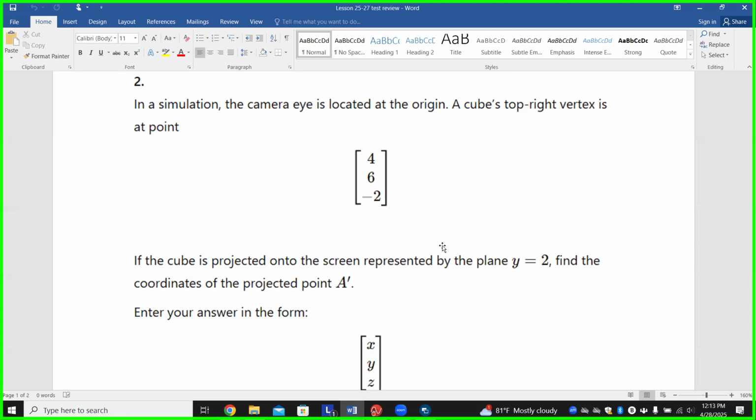And it's telling you, so basically you're sitting here, your camera lens is here, and you have a cube or something out in space. If I have the space's vertex here, where would it be located if my plane is somewhere else? And that plane in this case would represent y equals 2. So again, if the cube is projected onto a screen that's represented by the plane y equals 2, we want to find the coordinates of this new projected point. Let me know when you are ready. This is basically just illustrating how the answer needs to be written.